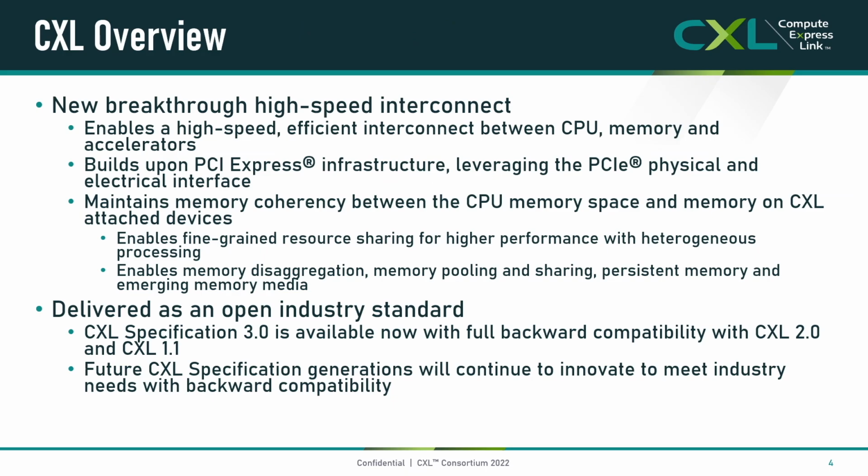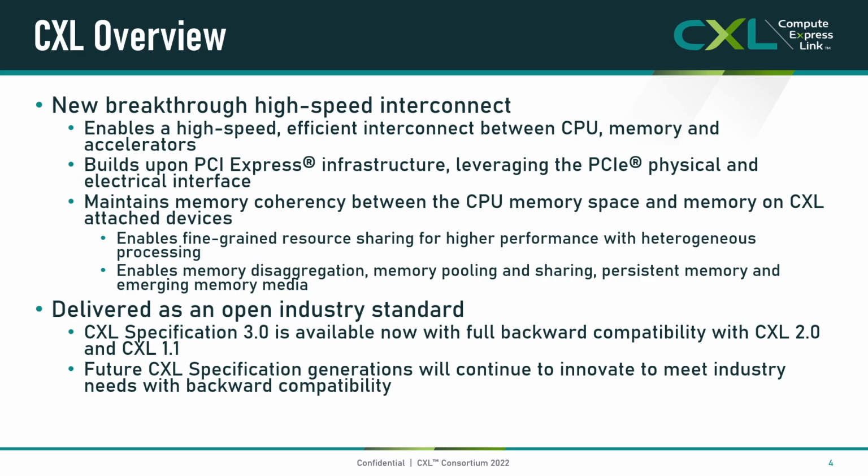So what's CXL? CXL is a high-speed, efficient interconnect between CPU, memory, as well as accelerators. CXL builds upon and leverages PCIe electricals and PCIe physicals, and builds on top of it to provide memory coherency between CPU memory space and any memory that may be located on a CXL attached device. When you have memory located on a CXL attached device, and you introduce the concept of cache coherency and memory coherency, you now have the possibilities of cache coherent accelerators that CXL supports, as well as devices that are purely memory devices for the purpose of things like memory disaggregation, memory pooling, memory sharing, persistent memory, as well as emerging memory media.